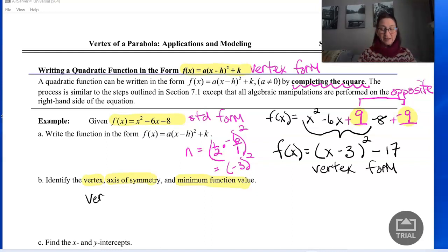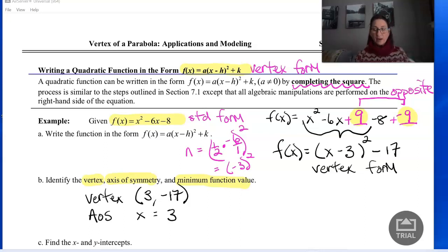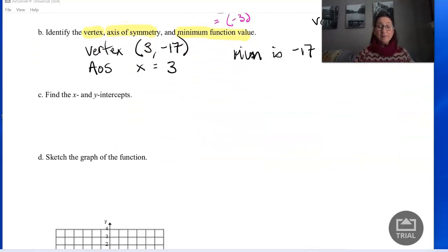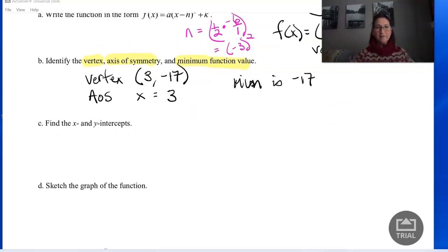So my vertex is going to be 3, negative 17. My axis of symmetry is going to be x is equal to 3. And then my minimum value is whatever my k is, which is a negative 17. Okay. All right.